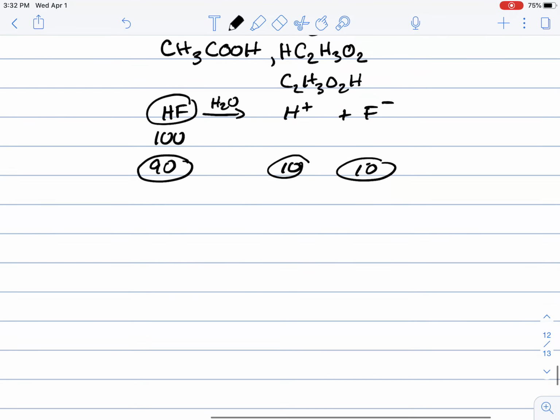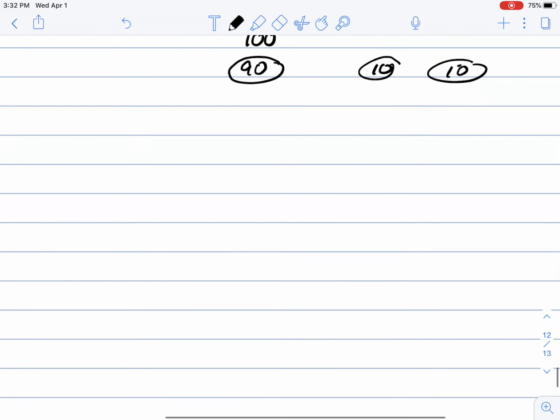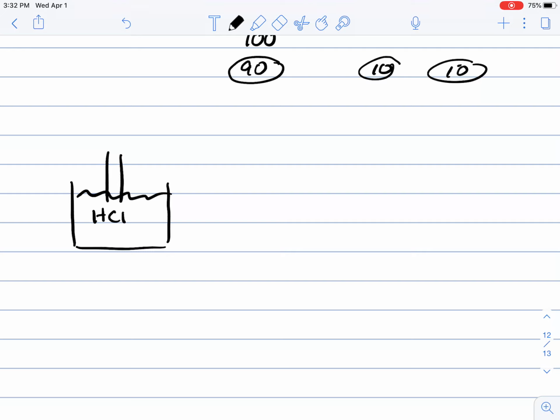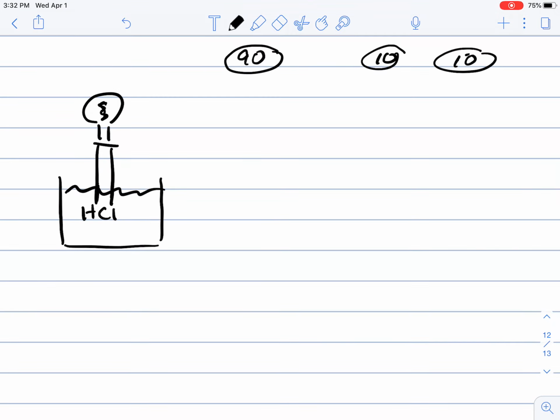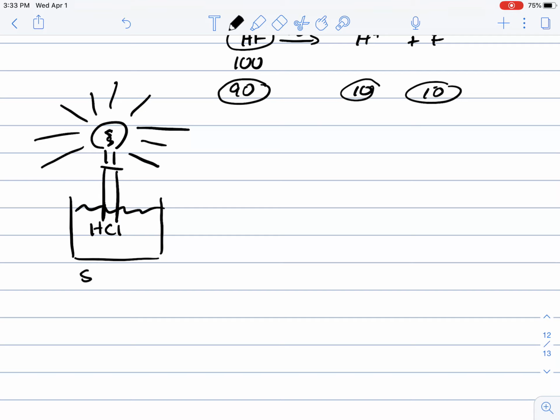And so if you were to compare the brightness of a strong electrolyte and a weak electrolyte, for example, if you had a beaker filled with hydrochloric acid, which is a strong acid, and you were to connect it to a light bulb, or some type of device that would measure conductivity, whether it be a light bulb or some type of electrode that spews out values, and you stick it in a solution of hydrochloric acid, the amount of light being produced is very, very bright. So this is a strong electrolyte.